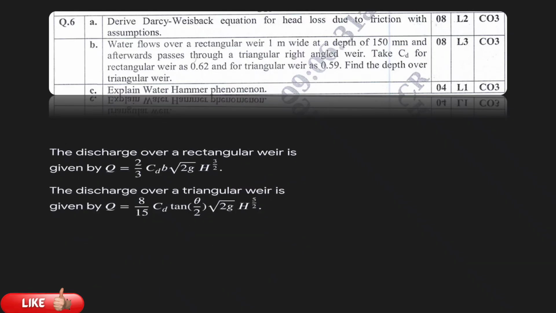To solve this problem, you have to know these formulas. First one, discharge is given by 2/3 into CD into B square root of 2g h raised to 3/2. Here CD is coefficient of discharge, B is breadth and h is height. And discharge for triangular weir is given by Q is equal to 8/15 CD tan theta by 2 square root of 2g into h raised to 5/2. This is for triangular weir and this is for rectangular weir.